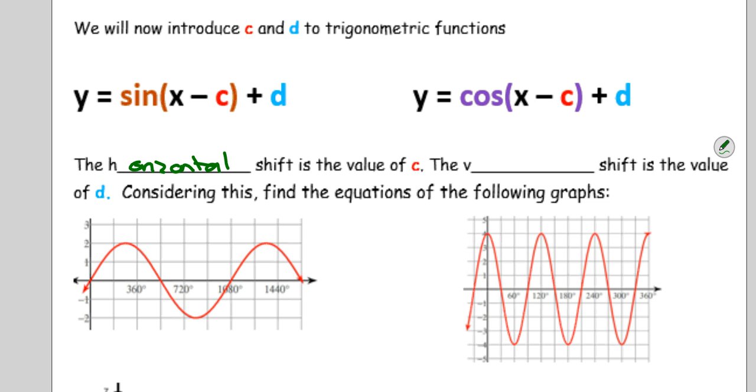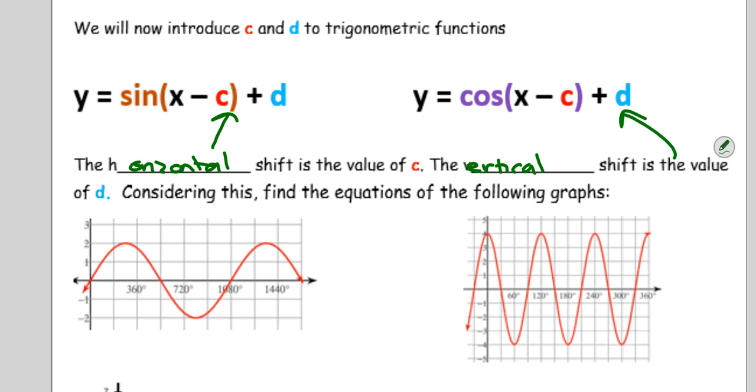So the horizontal shift is the value of c. Similar to the ones we were doing on the previous page where we were applying it to quadratics. The vertical shift is just a constant that gets added on at the end. It's the value of d.